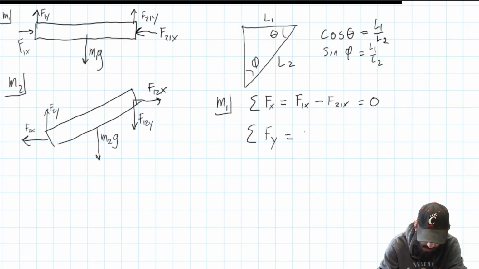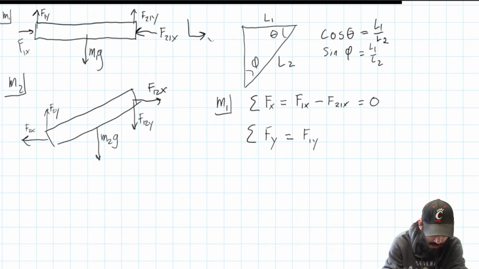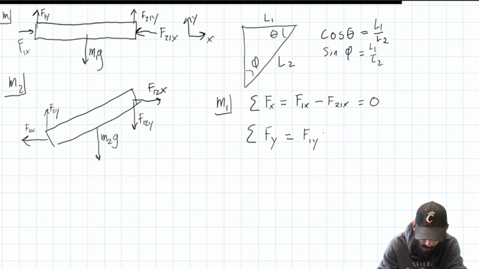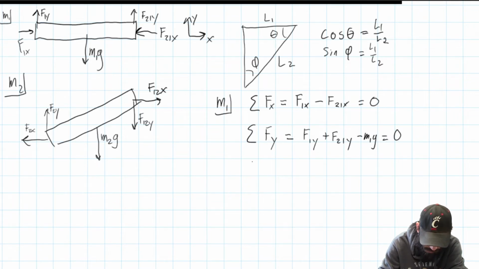The next one we have is the sum of the forces in the y direction. This one says F1y, and I should define a coordinate system here just to be very explicit. So here's the coordinate system I'm going to be using. F1y plus F21y minus M1g is going to be equal to 0. And then we can sum our torques.